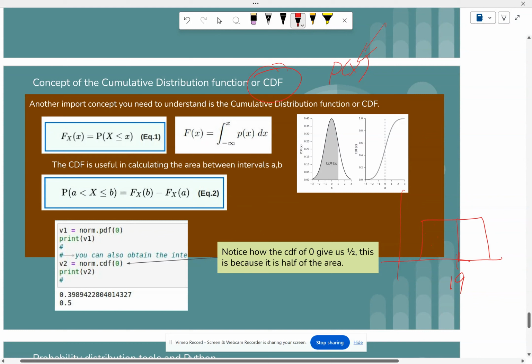So the idea of the CDF is essentially whatever that number is, right? So instead of p of x, we have f of x. Now you plug this in, it's going to give you this number. But if you plug it into CDF, it's going to give you the area here. So that's the difference between PDF and CDF.